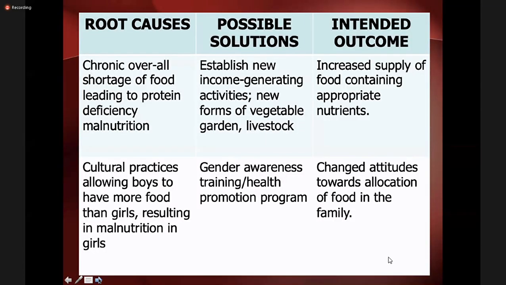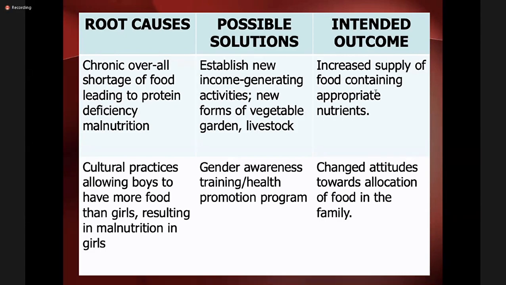So, root causes: chronic overall shortage of food leading to protein deficiency, malnutrition. Possible solution: you can establish new income generating activities, new forms of vegetable garden, and livestock. The intended outcome of that is you increase the supply of food containing appropriate nutrients. So you will no longer have food insecurity, but food security.